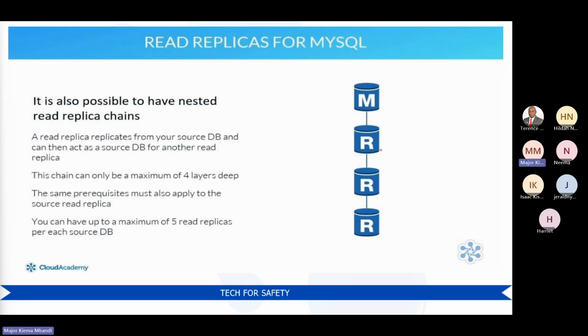Now this acts as a source. So data is copied here, then copied to this one, and then this data is copied to the next read replica. The same principle must also apply to the source: you can have a maximum of up to 5 read replicas per source DB.